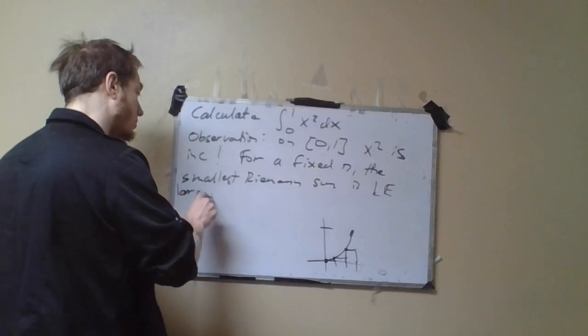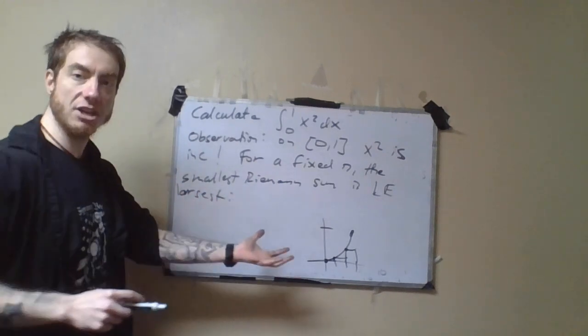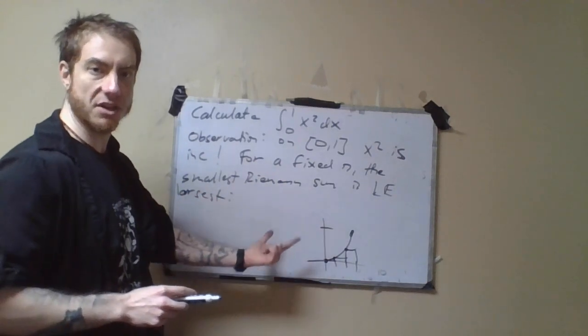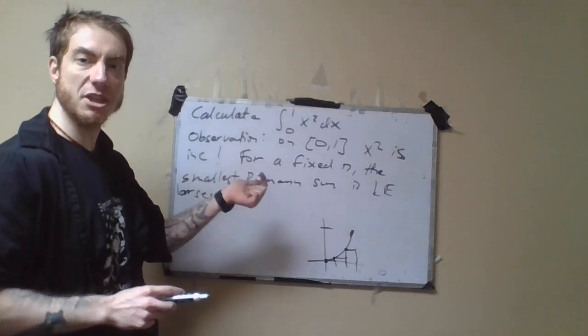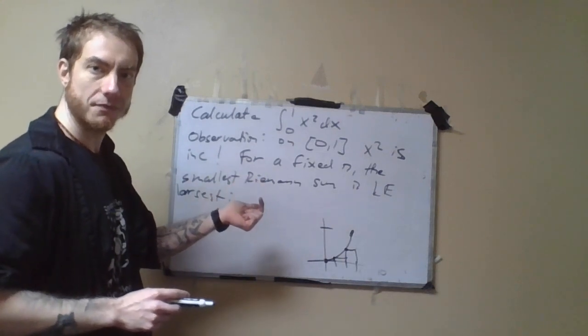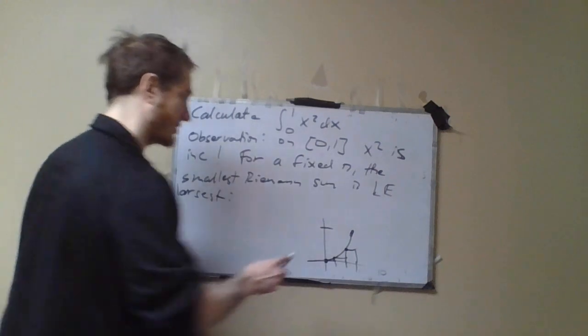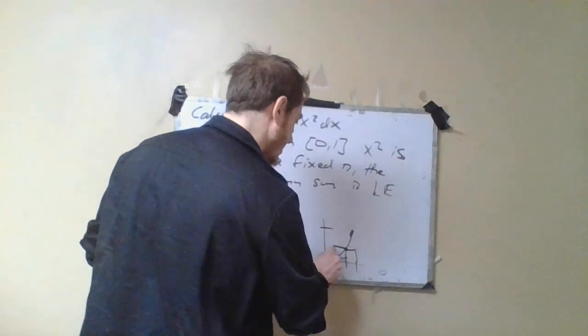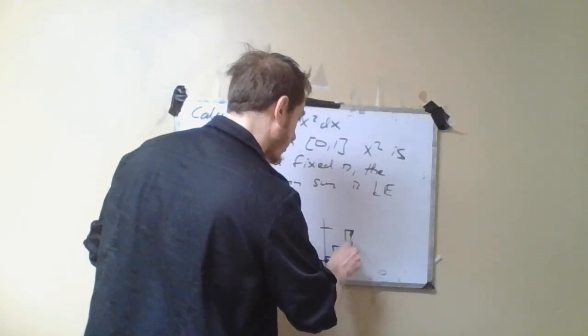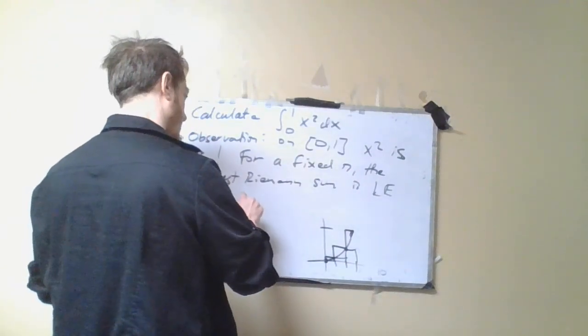Largest, can you see where the largest comes from? Take a moment and think about that. If this is an increasing function, what gives me the largest possible rectangle? It's the right-hand endpoints. If I take the right-hand endpoints, that gives me the biggest possible rectangles for the Riemann sums.